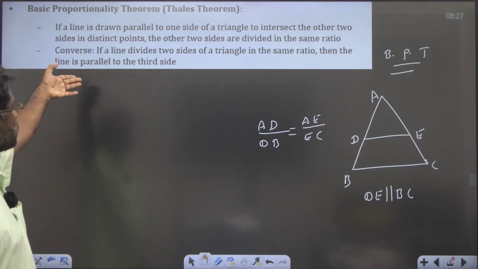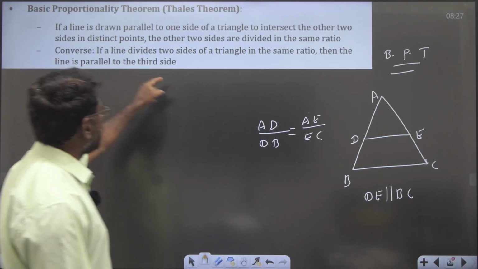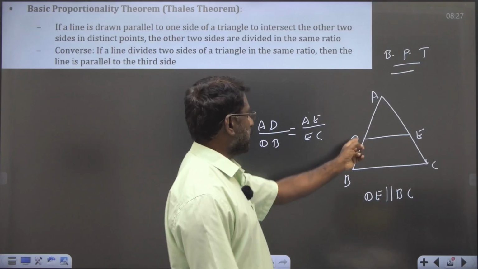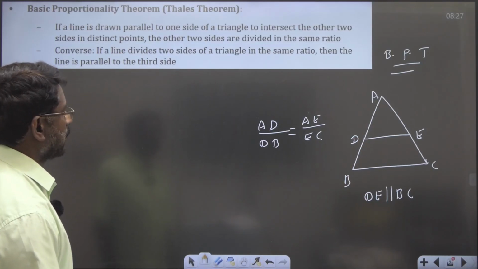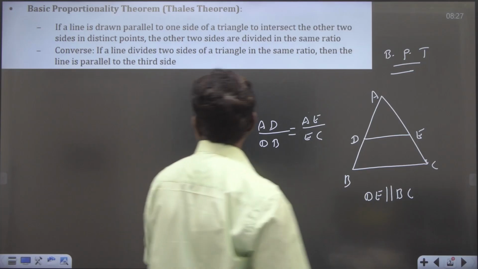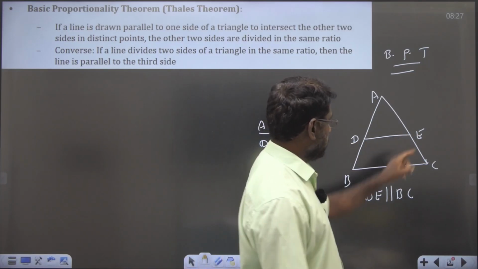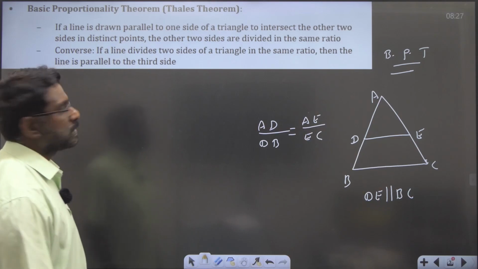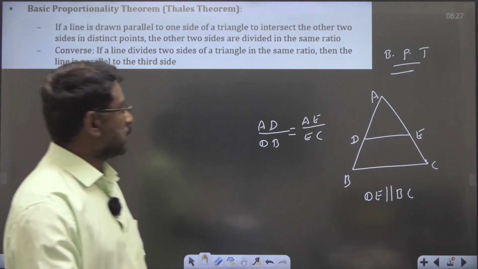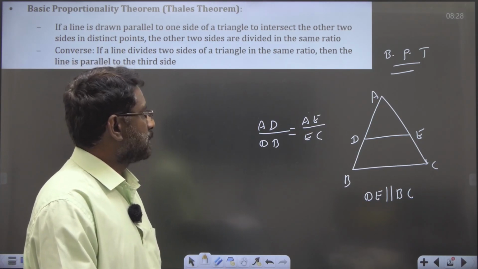The converse of this theorem is, if a line divides two sides of a triangle in the same ratio, then the line DE is parallel to BC. This is the converse of this theorem. This is a very, very important theorem from this chapter.